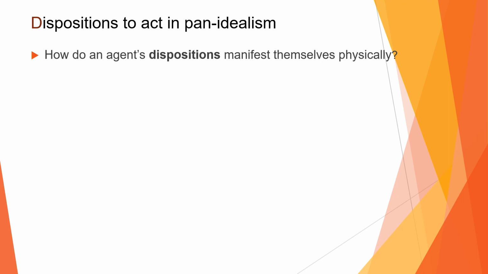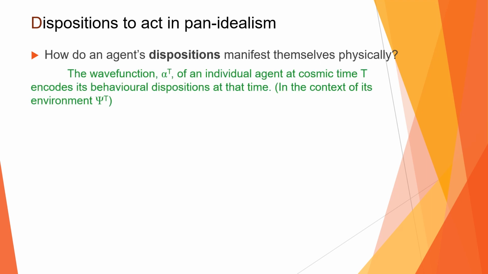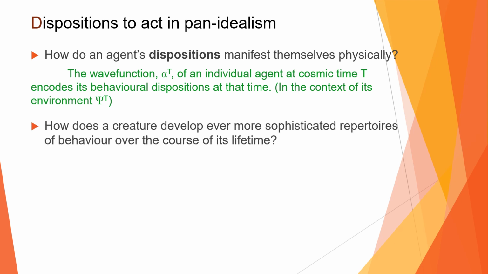We now turn to dispositions to act in Pan-Idealism. How do an agent's dispositions manifest themselves physically? My answer is that the wave function alpha_t of an individual agent at cosmic time t encodes its behavioral dispositions at that time. This is in the context of the totality of its environment, which is encoded in the wave function of the universe at that time. How does a creature develop ever more sophisticated repertoires of behavior over the course of its lifetime?